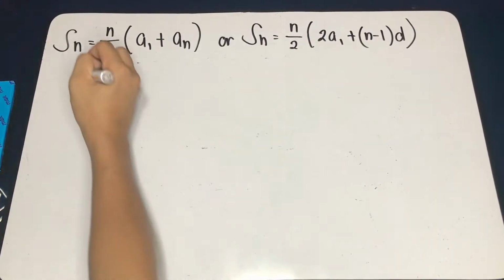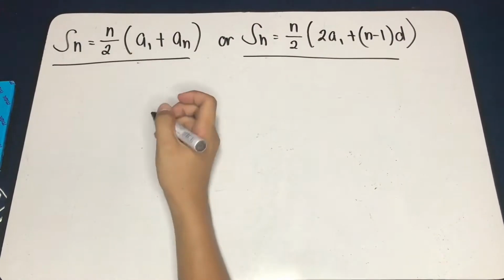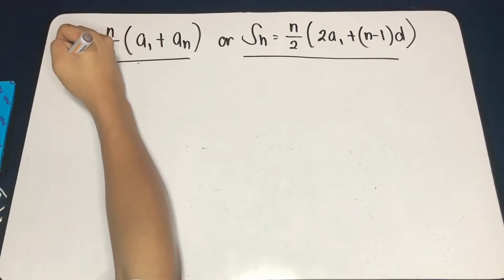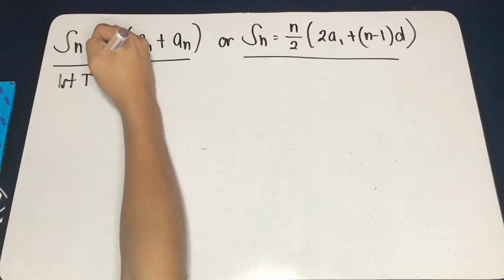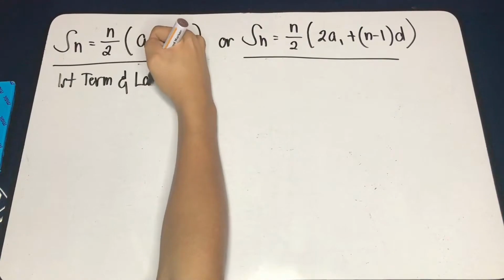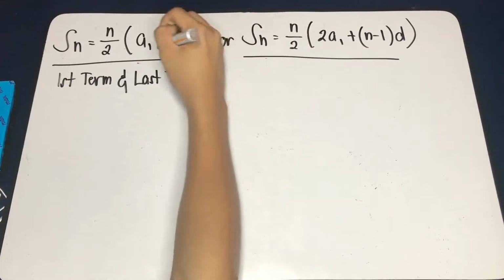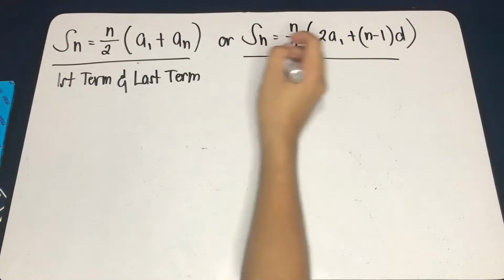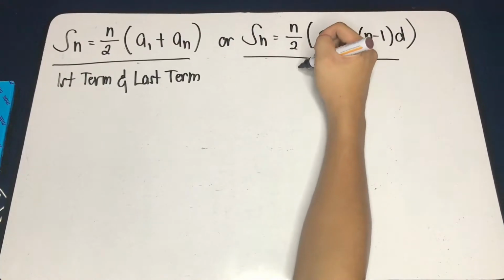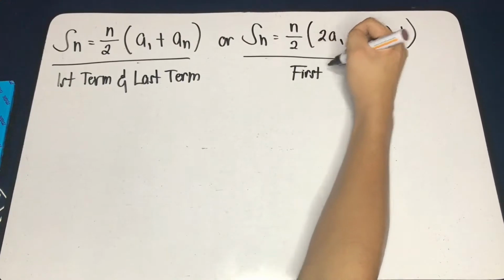So for grade 10, we have finding the sum of the terms of an arithmetic sequence. We have two equations. Ito nakikita nyo. The first equation, kapag given ang first term at saka last term. Ito, magagamit mo kapag walang binigay na last term, kapag first term lang yung binigay.